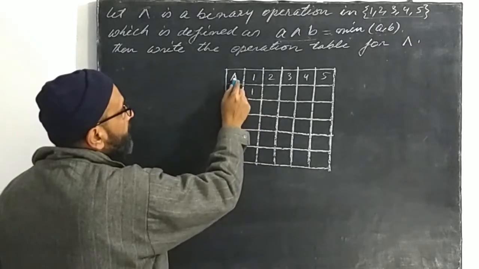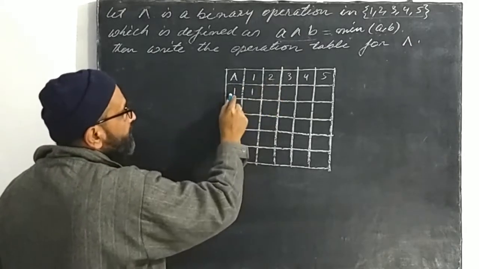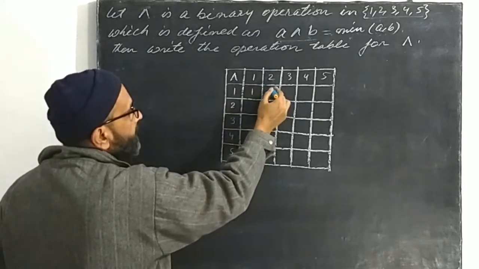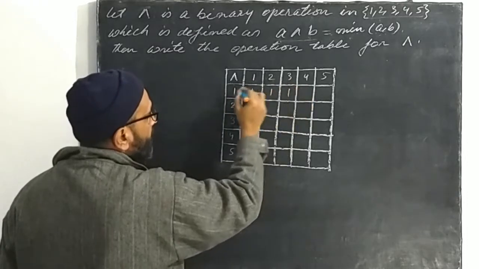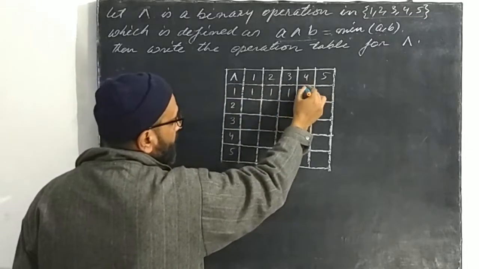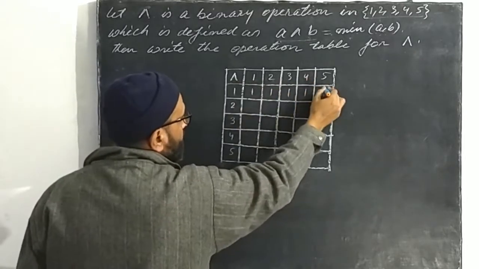If we read 1 cap 2, it means the minimum out of 1 and 2, obviously that is 1. And 1 cap 3, the minimum of 1 and 3, that is 1. 1 cap 4, that is 1. 1 cap 5, that is 1.